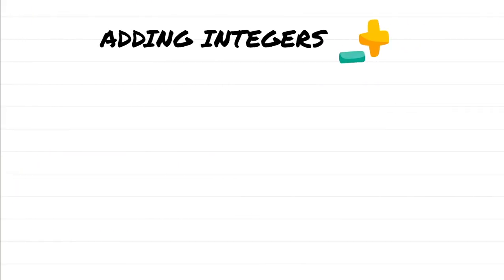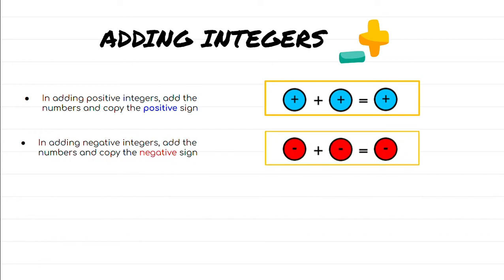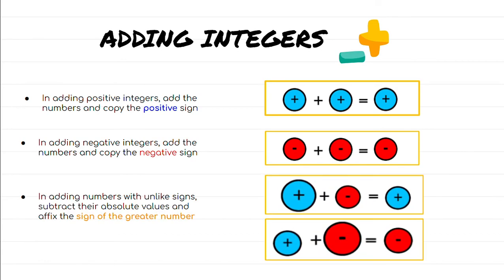On to our next topic, adding integers. In adding positive integers, add the numbers and copy the positive sign. Positive plus positive equals positive. But in adding negative integers, add the numbers and copy the negative sign. Negative plus negative equals negative. In adding numbers with unlike signs, subtract their absolute values and affix the sign of the greater number. Greater positive plus negative equals positive since positive is the greater number. While positive plus greater negative equals negative since negative is the greater number.